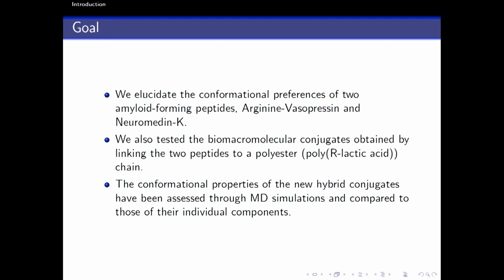We simulated how these peptides would look when they are linked covalently to a polyester chain, a polylactic acid chain. We investigated the conformational properties of these peptides when they stand alone in solvent and when they're linked to their polyester chains using MD simulations. And we compared the properties of the isolated peptides and the conjugated materials in order to see what we can do with them.